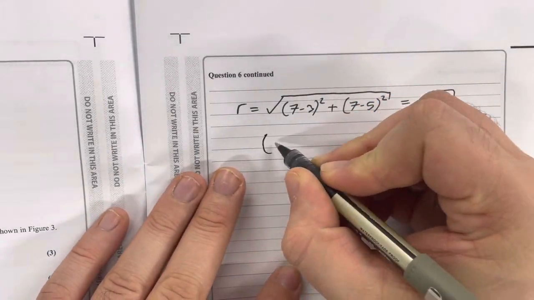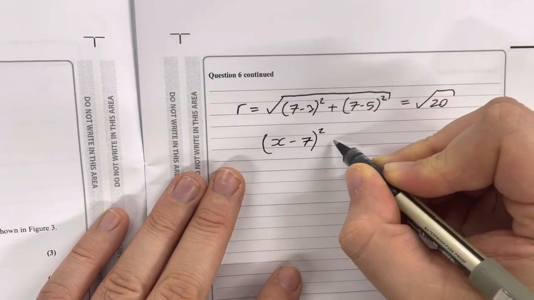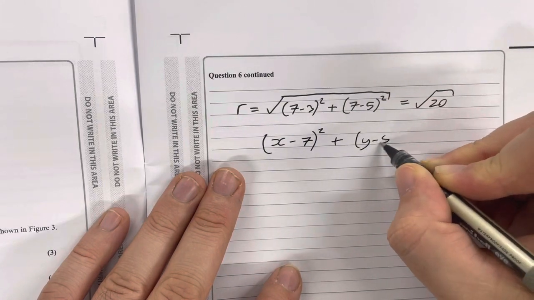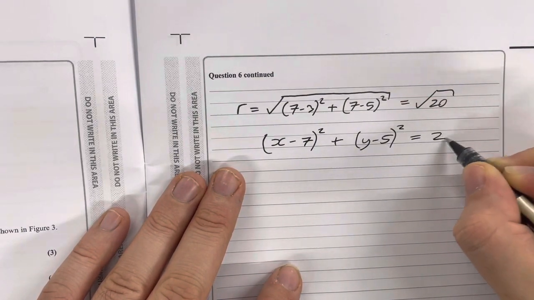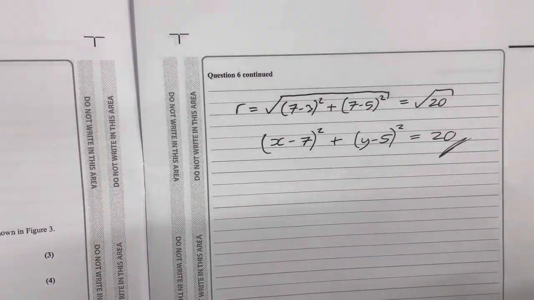So the equation of the circle then is x minus the x coordinate of the centre squared plus y minus the y coordinate of the centre squared equals r squared, which is 20. And there we go. That's the equation of the circle.